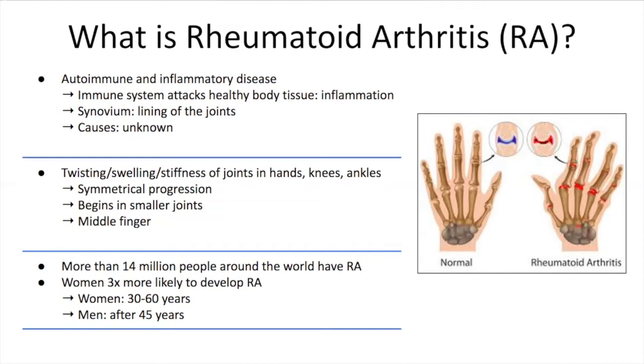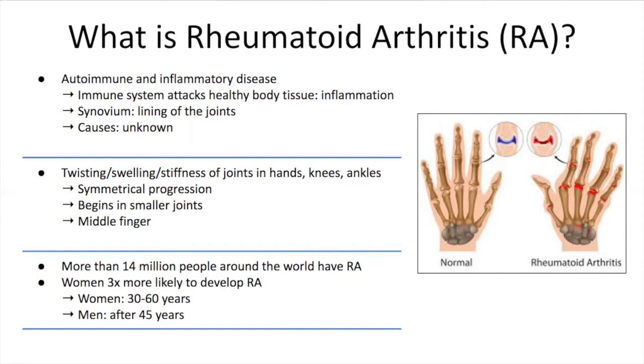Its exact causes are still unknown, but a lot of research is being conducted to aid the effects of this condition, since over 14 million people around the world suffer from RA. Women are actually 3 times more likely to develop RA, generally between the ages of 30 and 60, compared to men, who typically start to see the onset of RA after 45 years of age.